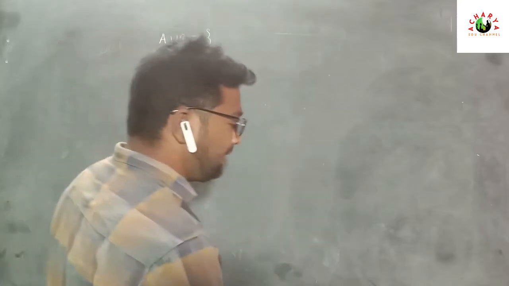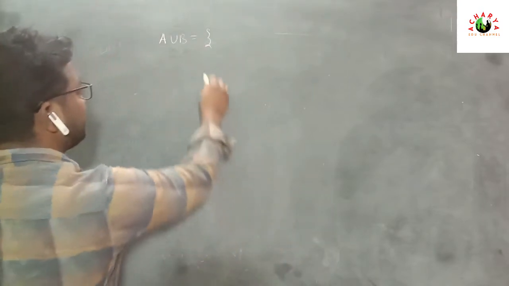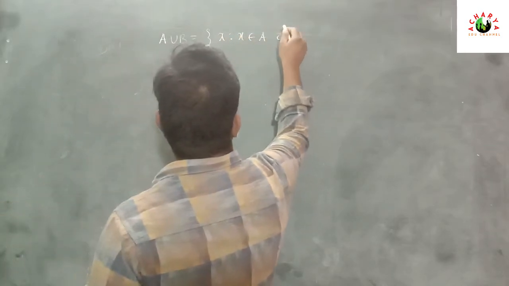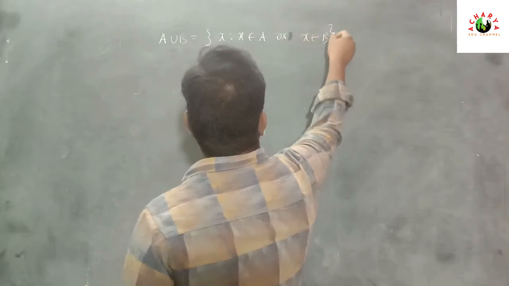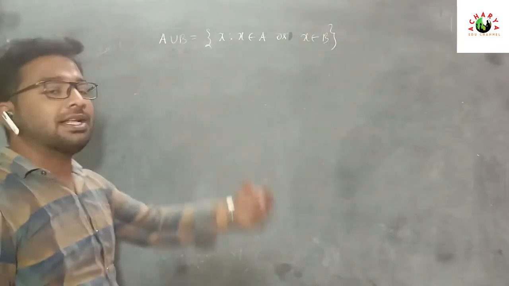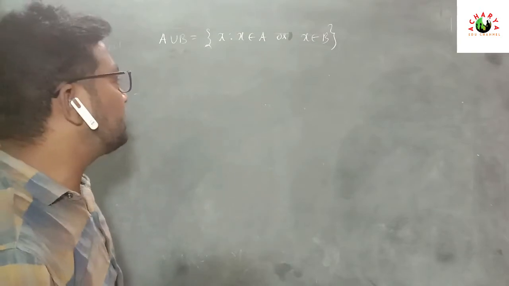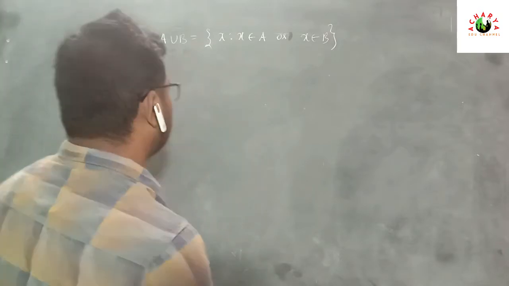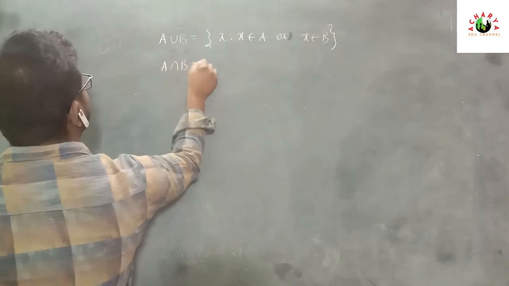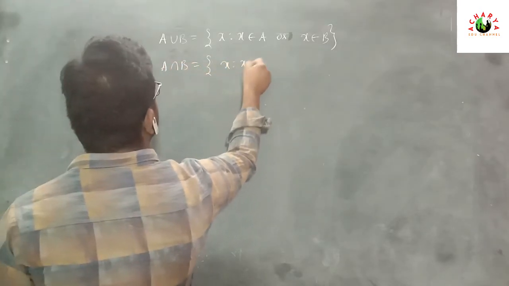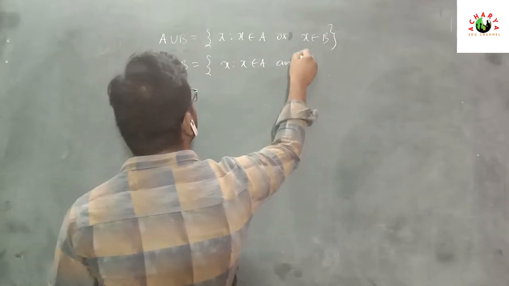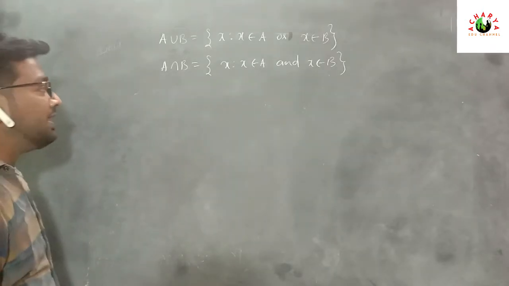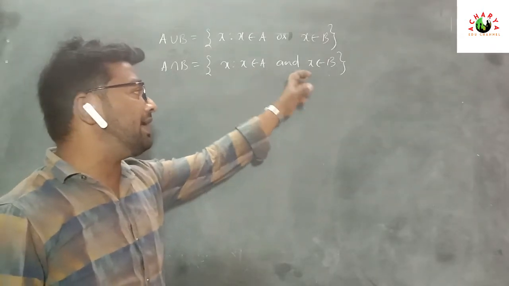A union B is equal to what? {x such that x belongs to A or x belongs to B}. Okay, this is the set builder form of A union B. Next, A intersection B: {x such that x belongs to A and x belongs to B}. So it means we have to write the common elements of A and B.